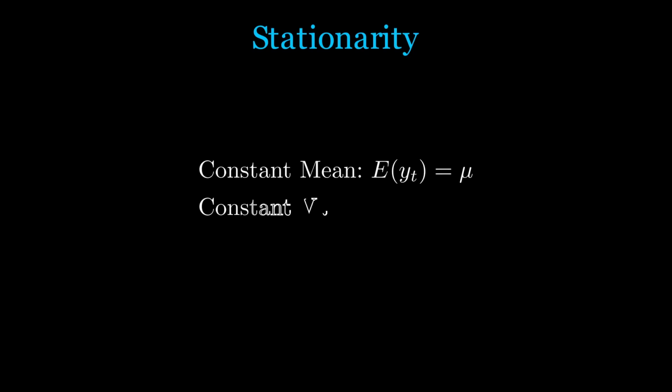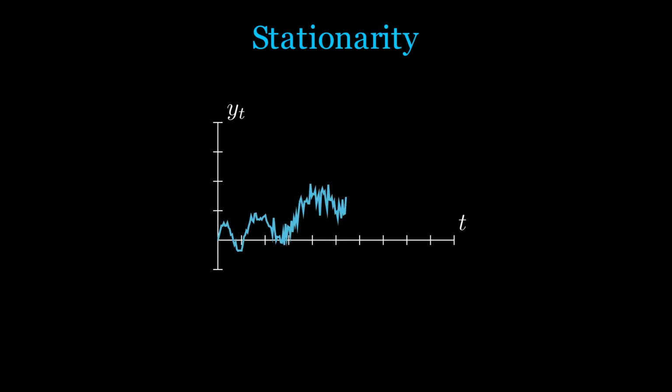Alright, so let's talk about a core concept in time series analysis, stationarity. In essence, stationarity is a property of a time series that exhibits constant mean and constant variance over time. It's a bit more nuanced than that though, as we'll see later on. These properties make it easier to model data and make predictions. Looking at this time series, do you think it's stationary?